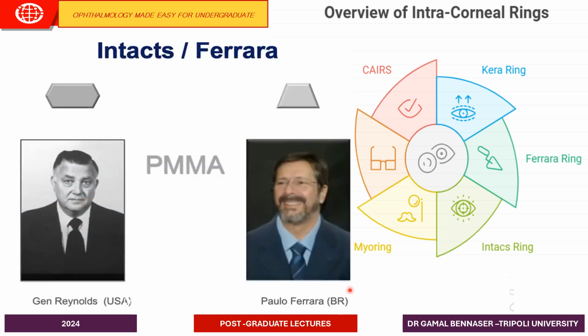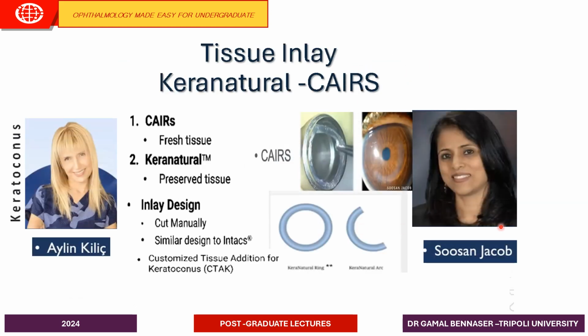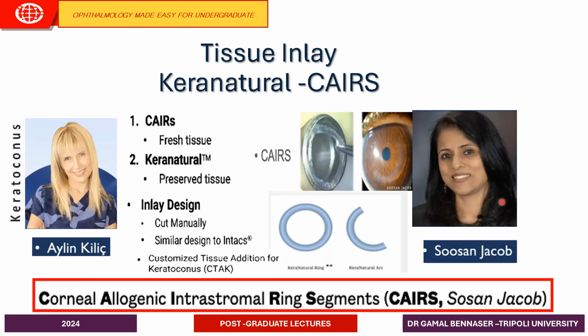This is Paulo Ferreira, and this is Jean Reynolds from USA. This is the inventor for the Intacs, and this is Paulo Ferrara, the inventor for the Ferrara rings from Brazil. And as I said, the new trend is the CAIRS, which is invented by Suzanne Jacob. This is a synthetic allogenic graft from the cornea. This is the graft, which has a circular appearance. A special trephine is used to construct this graft, and this is how it is implanted inside the cornea. We will speak in detail about this CAIRS.